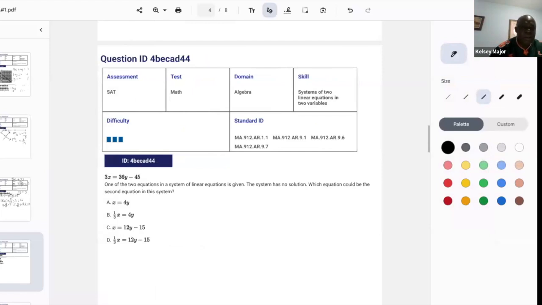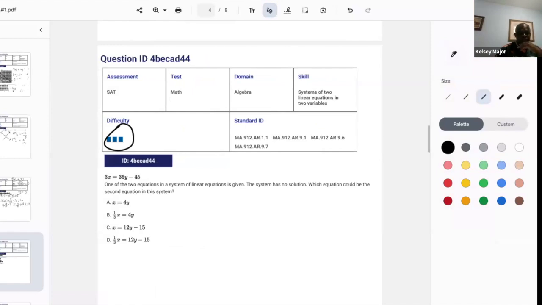Question number 4. And this one also, like question number 1, is considered a difficult question. Let's see why. I hope that you don't think it is tremendously difficult. So 3x is equal to 36y minus 45. Once again, something that we notice, this is a linear equation in two variables, right?